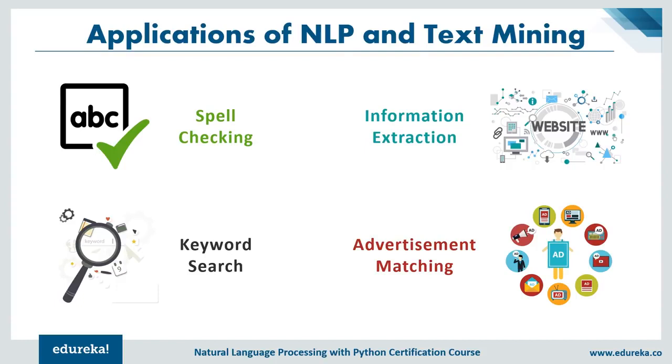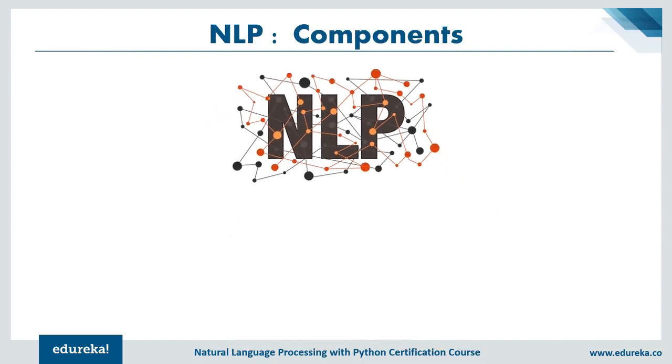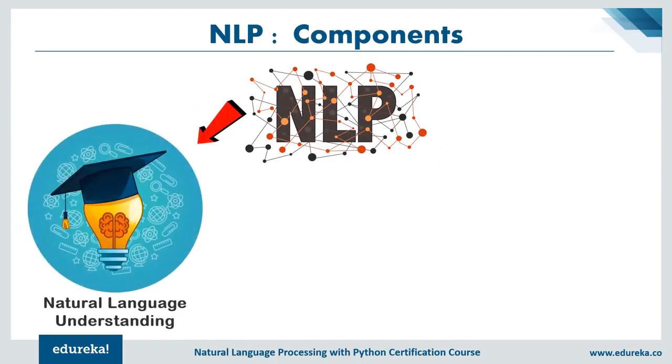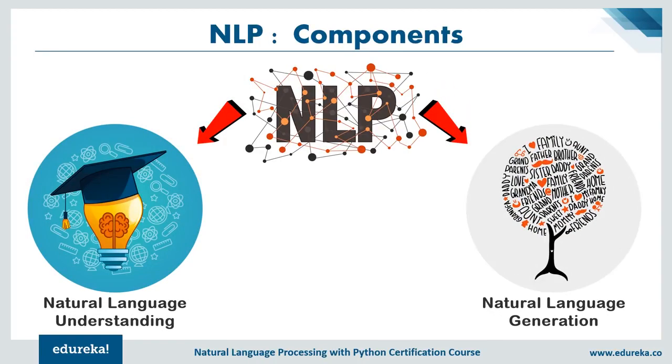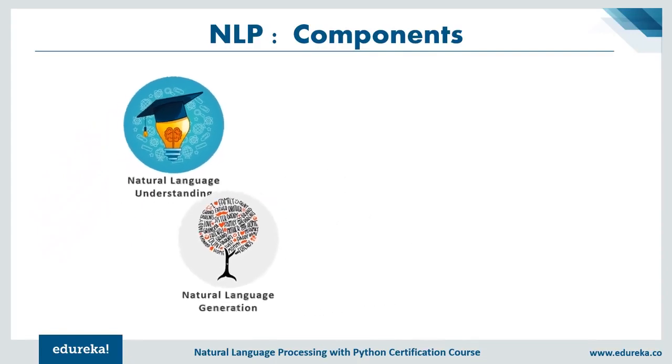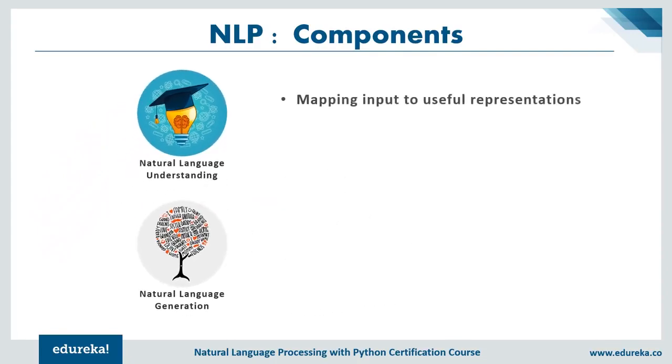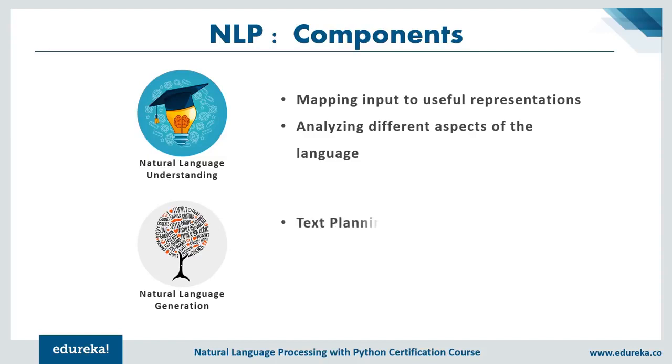Now here what we mean is basically recommendation of the ads based on your history. Now NLP is divided into two major components: natural language understanding, also known as NLU, and natural language generation, also known as NLG. The understanding involves tasks like mapping the given input in natural language into useful representations and analyzing different aspects of the language, whereas natural language generation is the process of producing meaningful phrases and sentences in the form of natural language. It involves text planning, sentence planning, and text realization.